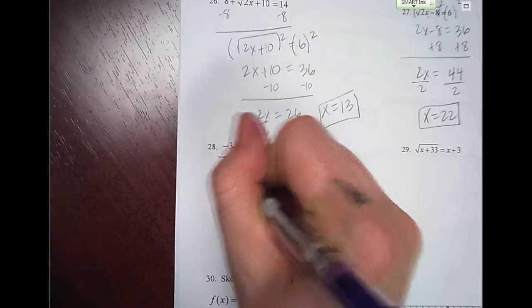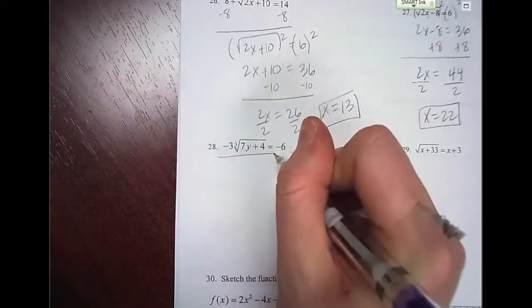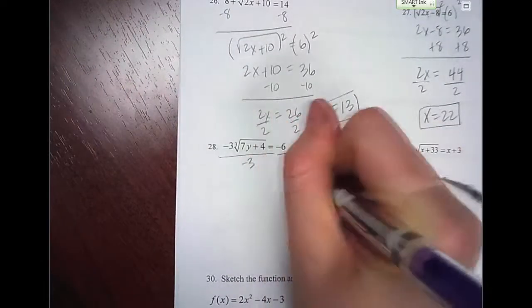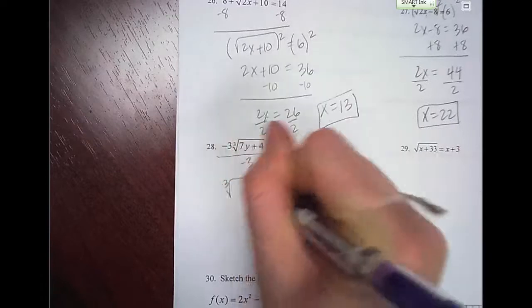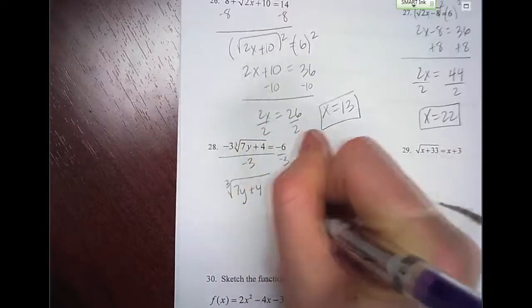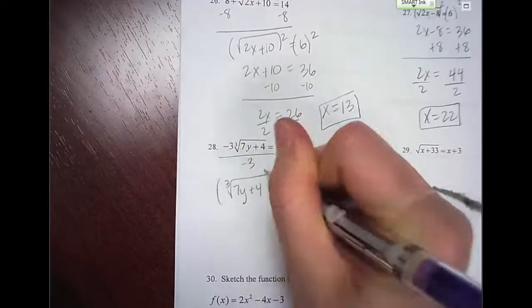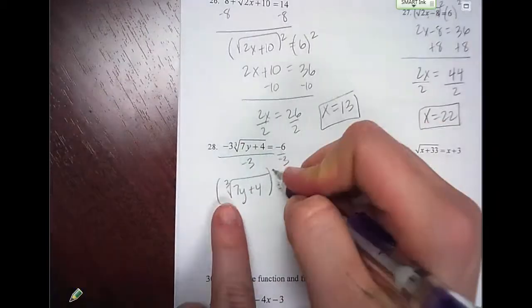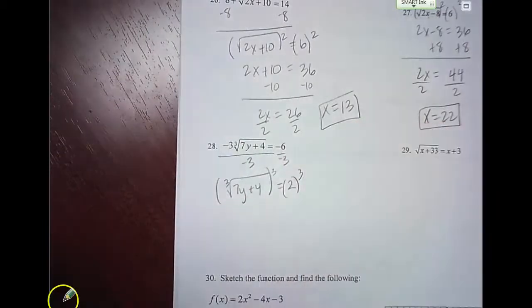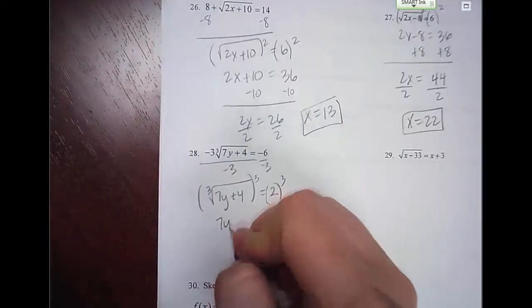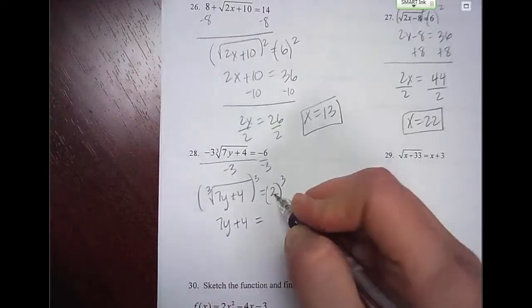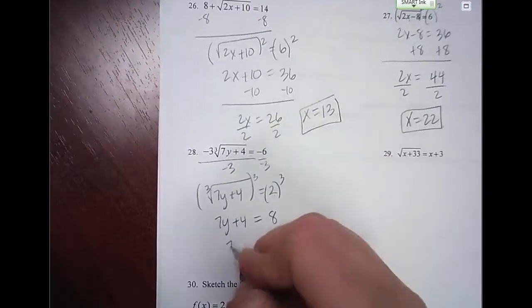Number 28. Divide by negative 3. Right, so 105. So cube root of 7y plus 4 equals 2. And instead of squaring both sides, we're going to cube both sides now because of the 3. So on the left, we get 7y plus 4. On the right, this is 2 cubed, which is 8. Subtract 4 and divide by 7.